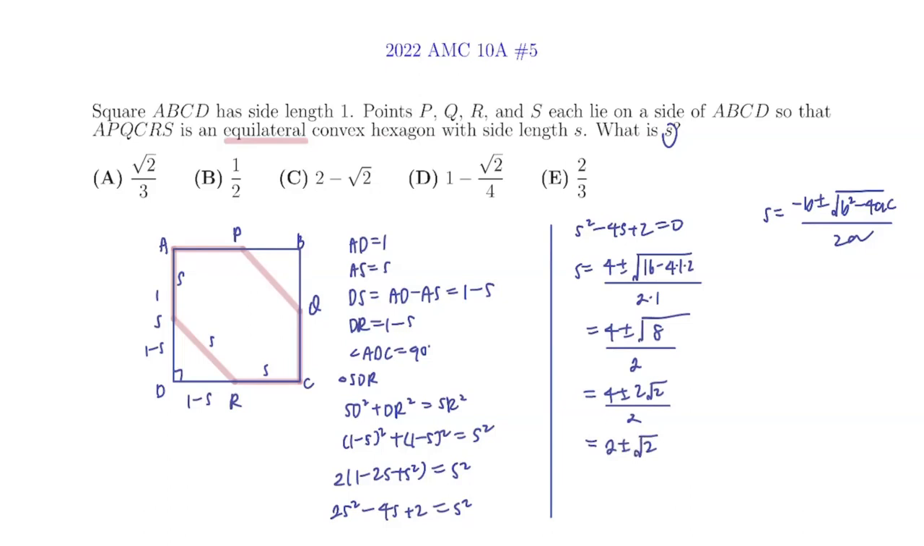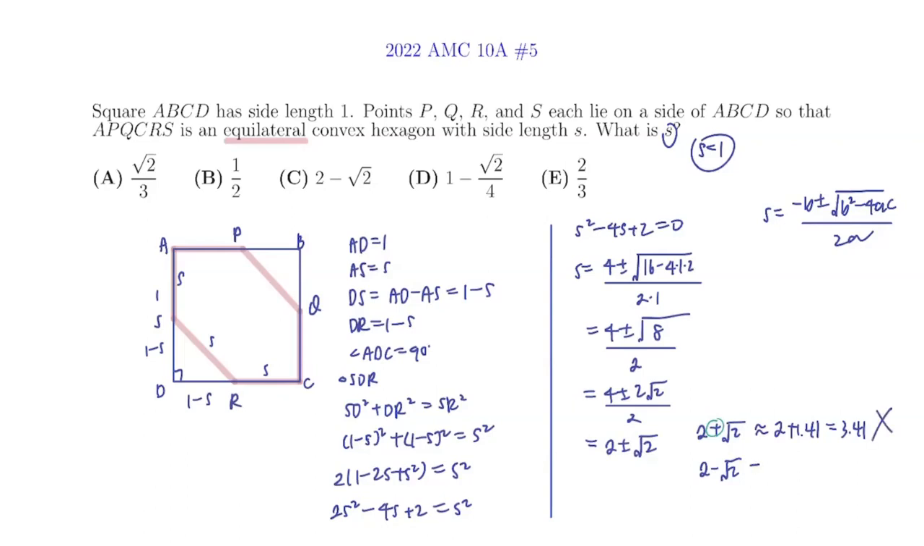Now we take a look at what is the exact value of S, because right now we have two possible values. It's either 2 plus root 2 or 2 minus root 2. Well, we note that 2 plus root 2 is going to be around 2 plus 1.41, which is equal to 3.41. And we note that S has to take on a value that's less than 1, because S is within the premise of this AD side. So that means this will not be satisfying this condition.